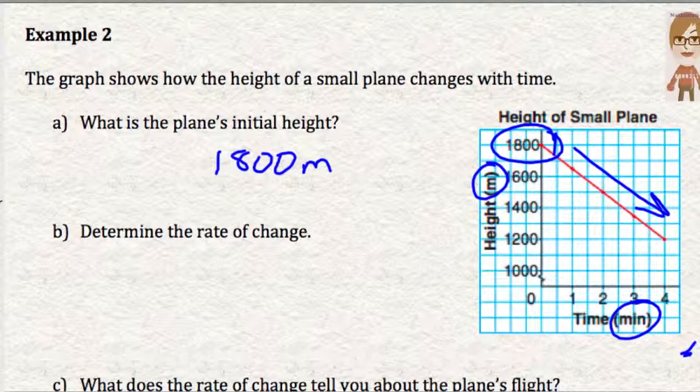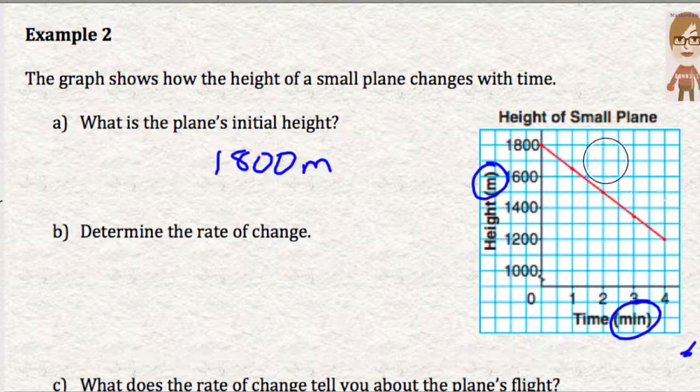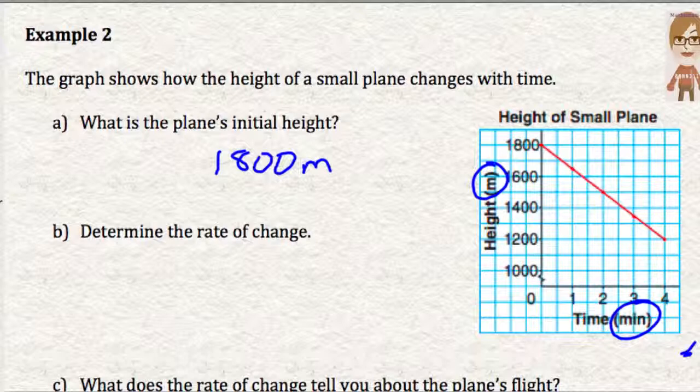Determine the rate of change. Okay. The difference when the line is going down is that our rate of change is going to be negative. It's going to be a negative number because the rate is decreasing. So if we want to pick some nice points, let's use the 1,800. I don't like that one because it's not in the corner, but I like this one. Okay, then it says determine the rate of change.